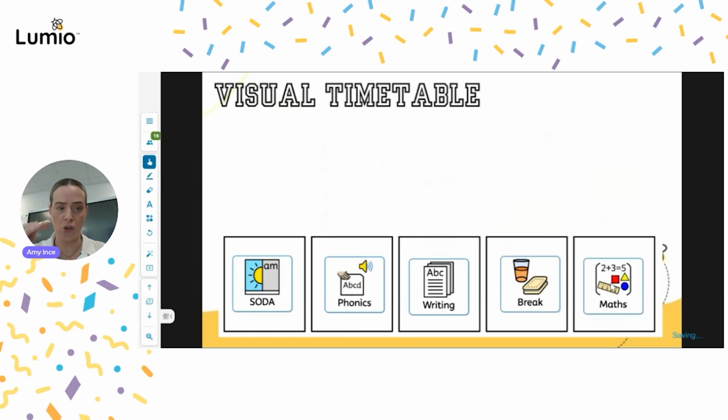So that drag and drop aspect for the children is just so beneficial. It really, I don't know the word. It really ingrains what's going to happen today. They can see the next process. Now, at the start of the year, this is very much something that I do.